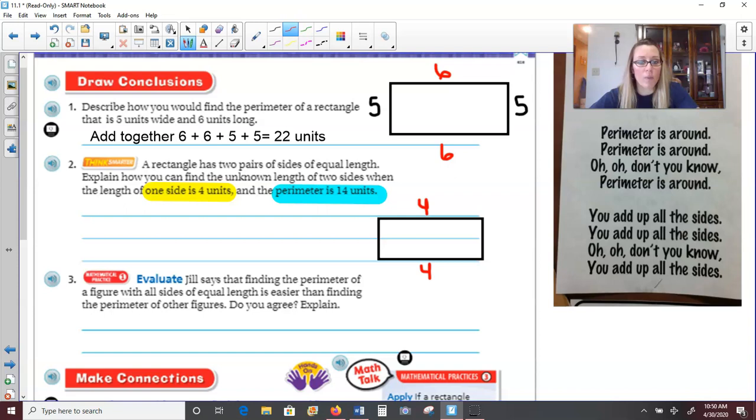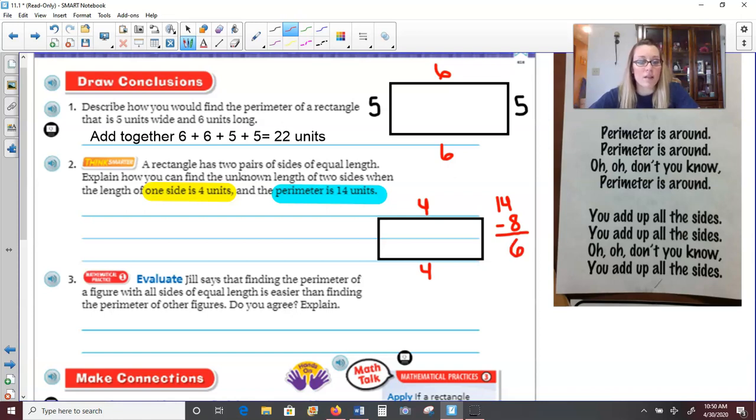And so what would the two lengths of those sides equal? Well, 4 plus 4 is 8. And we know that the total perimeter around the shape is 14. So what we're going to do now is subtract the total perimeter minus the 8, which is the two sides that we were able to figure out. And 14 minus 8 equals 6.